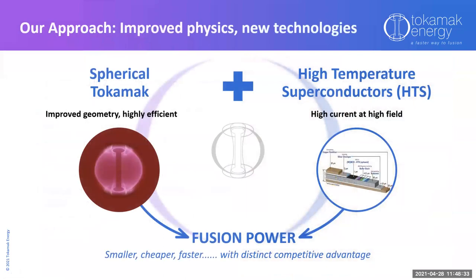So the approach of Tokamak Energy is what I was telling you before, to separate the research on high temperature superconductors, which will need to operate at high current and high field, and the research on spherical tokamaks. That's why we have ST40 for pursuing the research on the physics of spherical tokamaks, while half of the company is concentrating on the development of the coils made with high temperature superconductors. And the idea is that once these two technologies are ready, we put them together and we build a prototype of a fusion module. This will allow us to build something which is smaller than the conventional tokamaks, and hopefully cheaper and on a faster time scale.